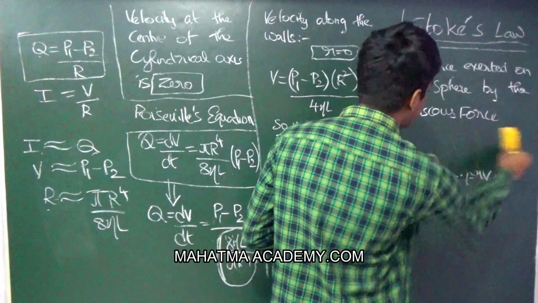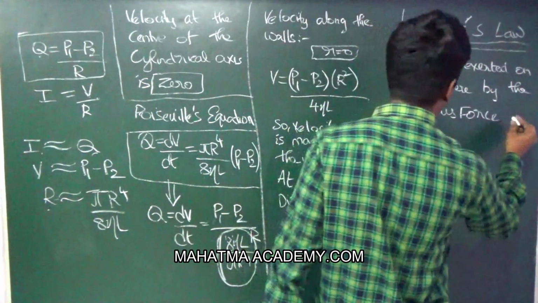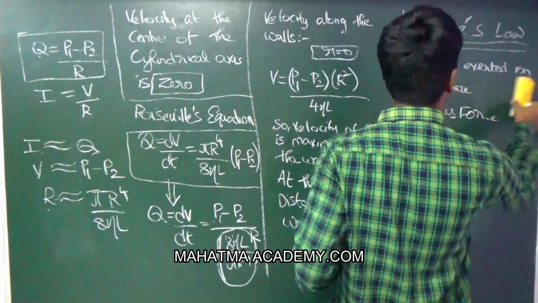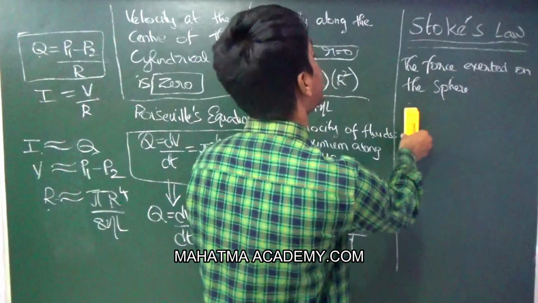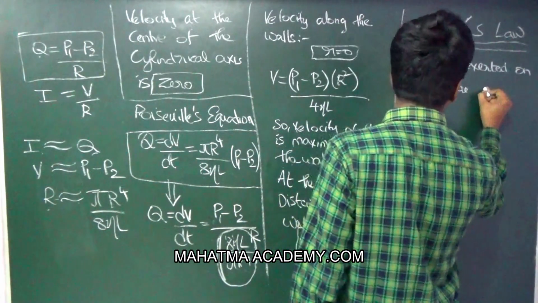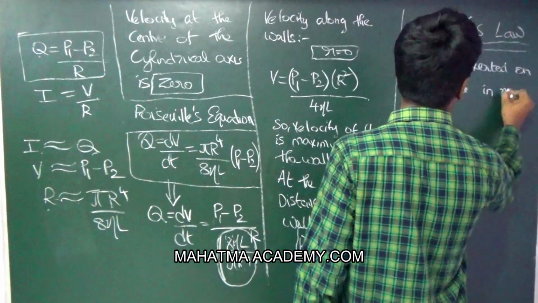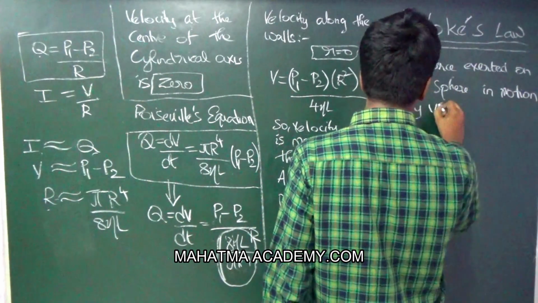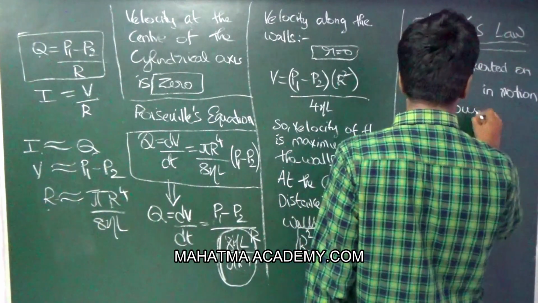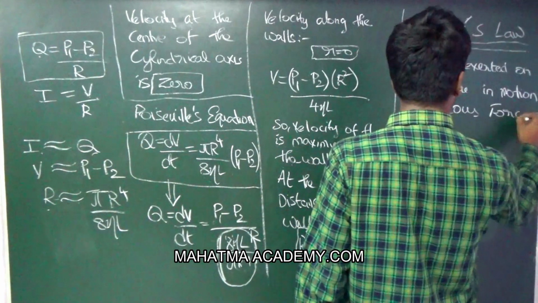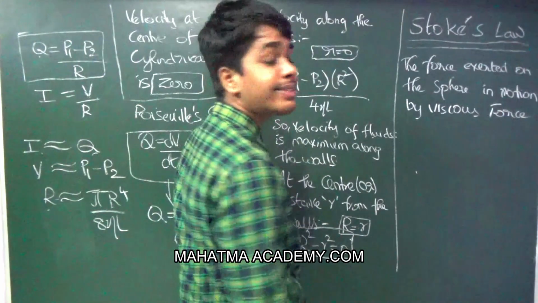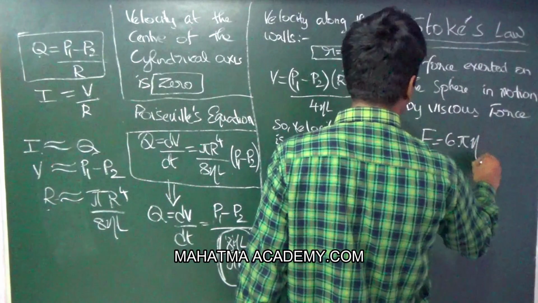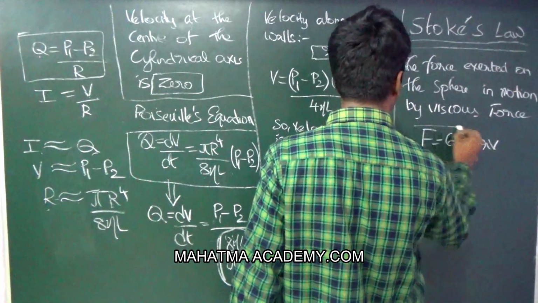Sorry, there is a small mistake. It is the force exerted by the viscous force on the sphere in motion. Now the force exerted is F is equal to 6 pi eta r v.